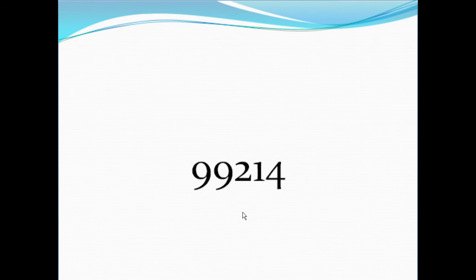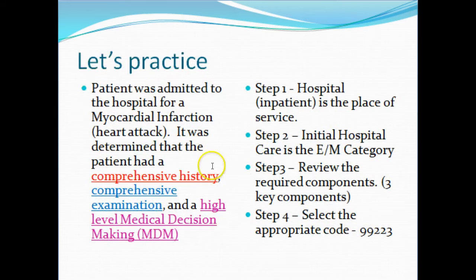I want you to familiarize yourself with the steps that we discussed. I want you to also familiarize yourself with how to review the key components and the required components for whatever code you are selecting. Now, there are other codes in the E&M section that do not require key components. They require a certain amount of time, like your critical care codes. Just read those guidelines and determine the amount of time before you select the code.